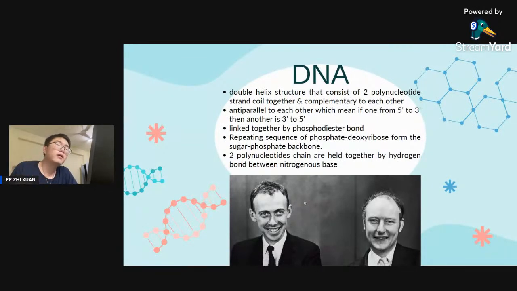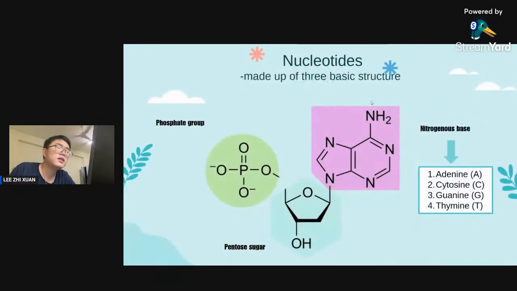Okay, so the DNA structure, I already said, is the double polynucleotide helix structure. It is a helix structure consisting of two polynucleotide chains, two strands coiled together and complementary to each other. So what do we mean by complementary to each other? This is what we mean here.